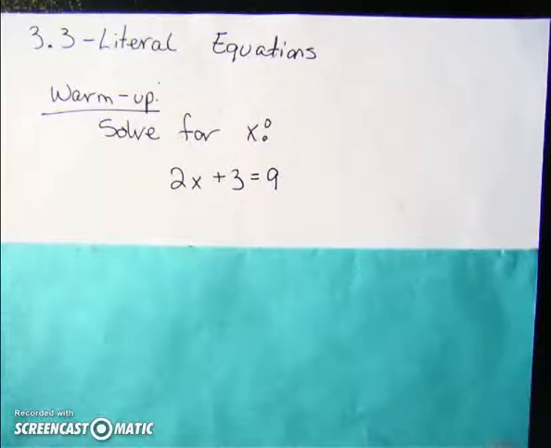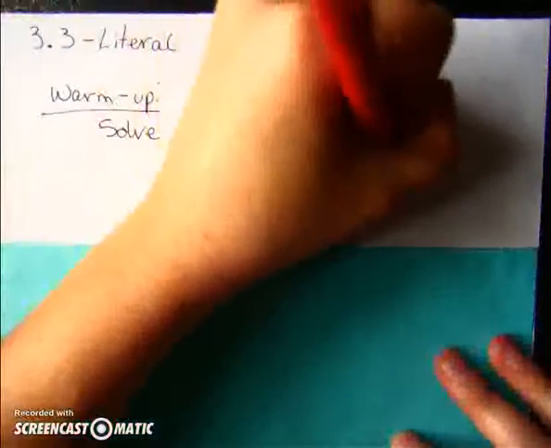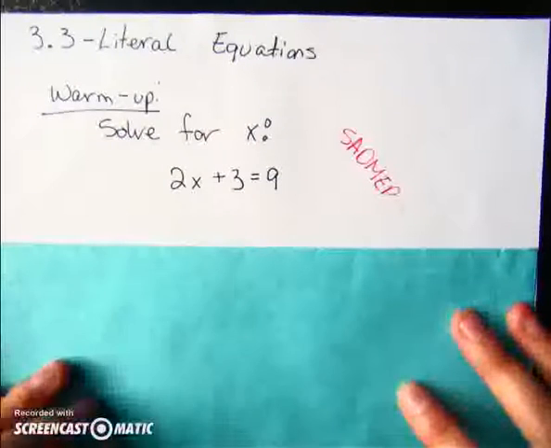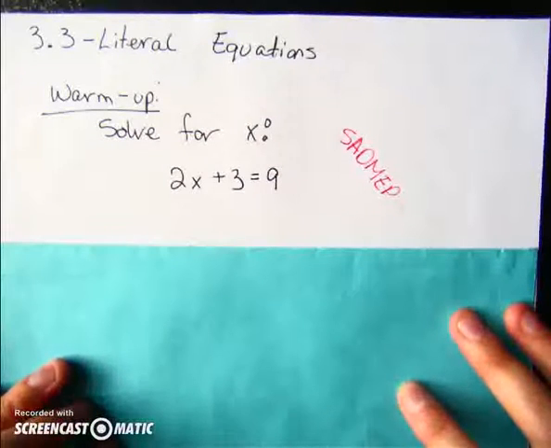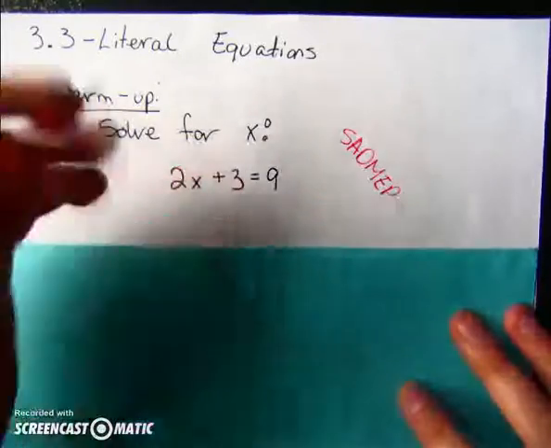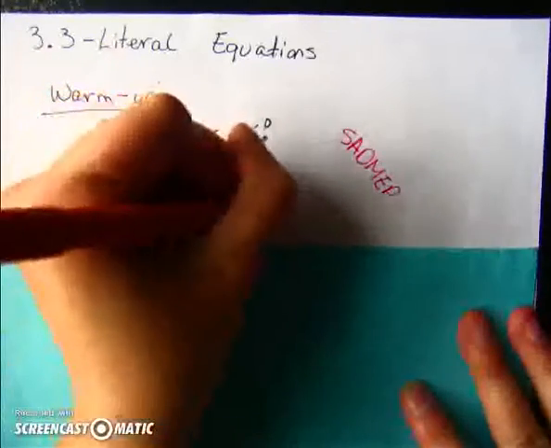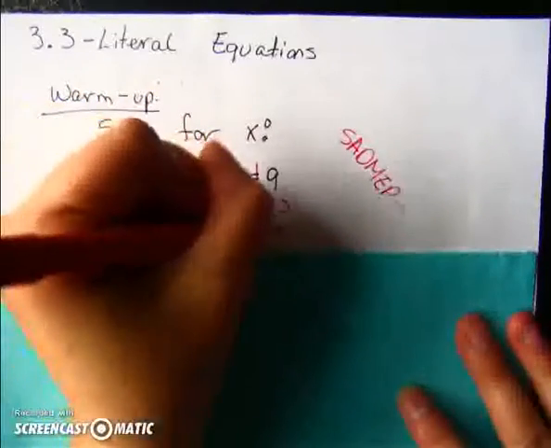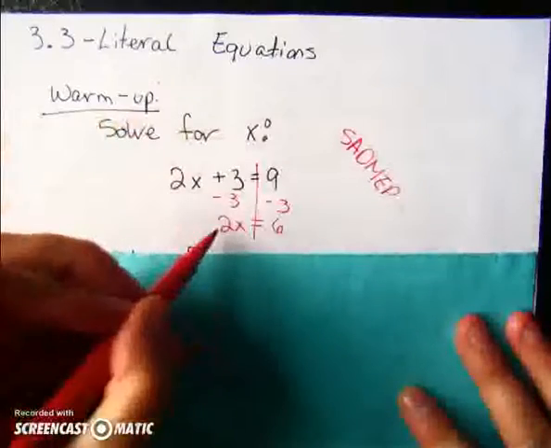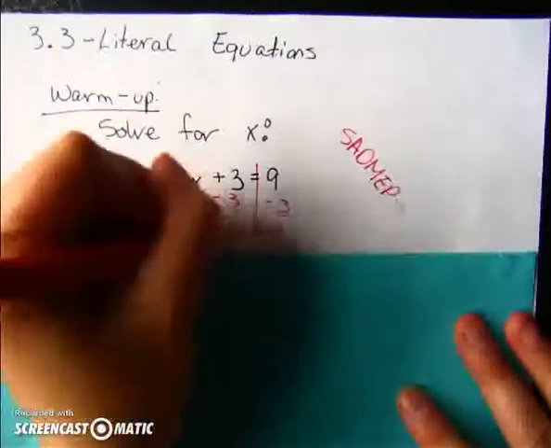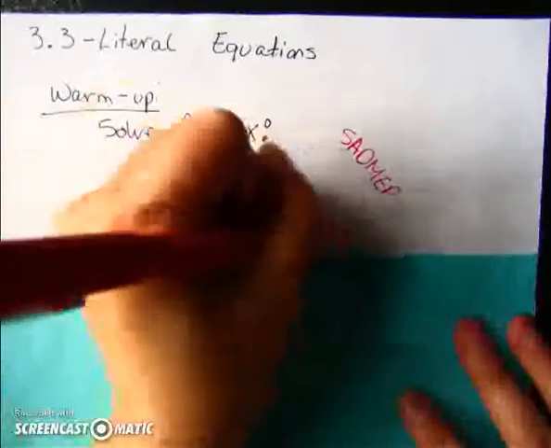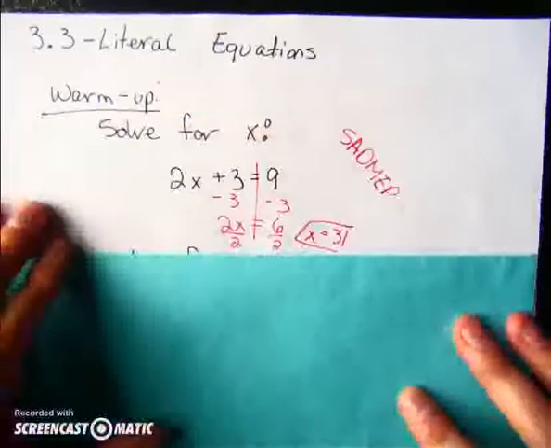We solve two-step equations by using SADMET, which means that we undo any addition, subtraction before we undo multiplication, division, before we undo exponents, and then parentheses. So here we're going to undo adding 3 first, so I'm going to subtract 3 from both sides of my equation. That gives me 2x equals 6. And then I want to undo this multiplying by 2. So instead of multiplying by 2, I'm going to divide by 2, and that's going to give me x equals 3. Okay? So that's a basic two-step equation.